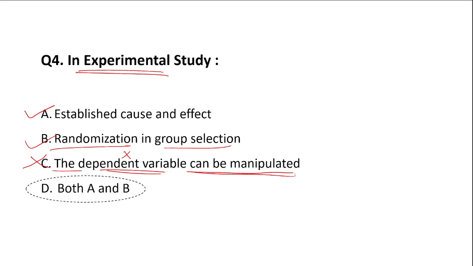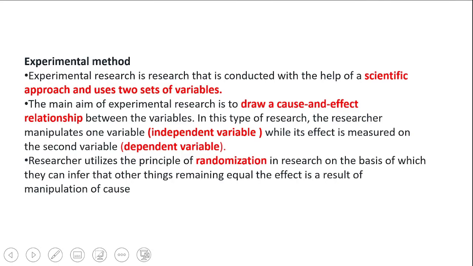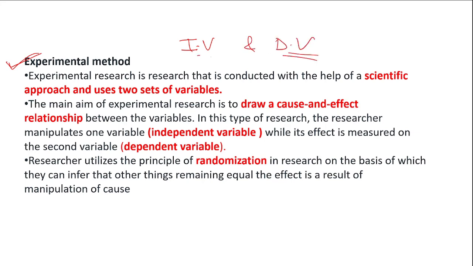Let's see what randomization is, and what the cause and effect relationship is. Let's see in detail. As you all know, what is experimental research? It is a scientific approach and it uses two sets of variables: independent variable and dependent variable, where we can manipulate the independent variable to show the effect on the dependent variable. Let's see the second point.